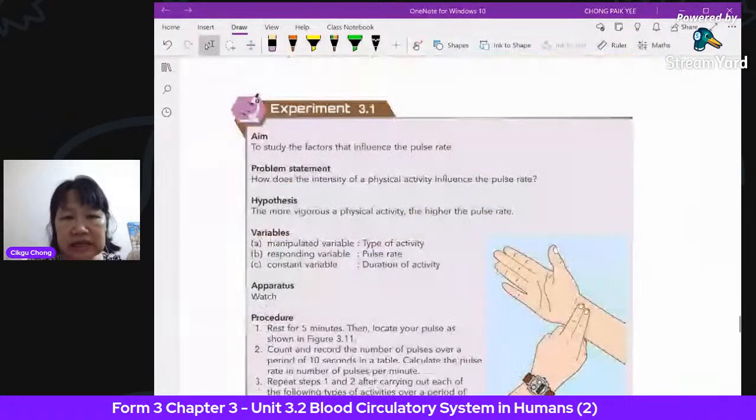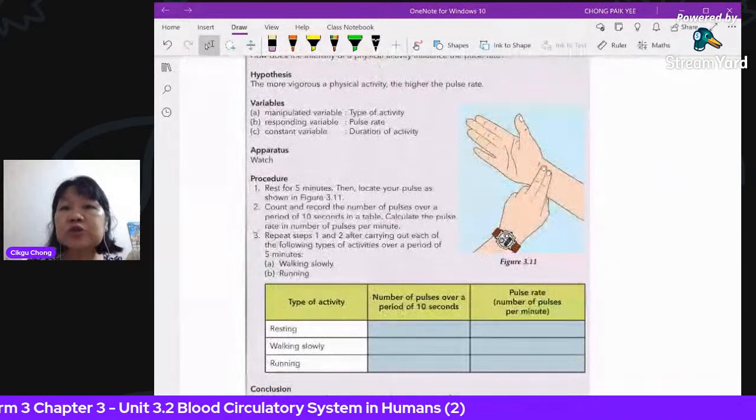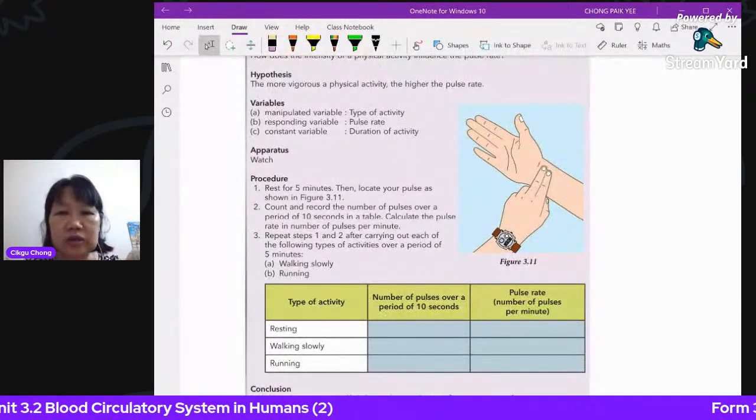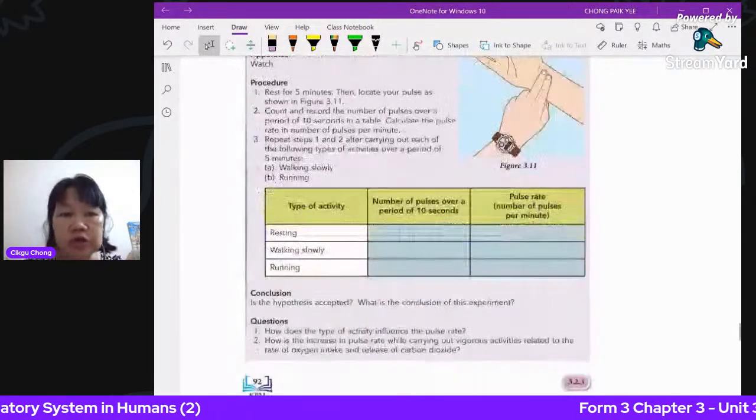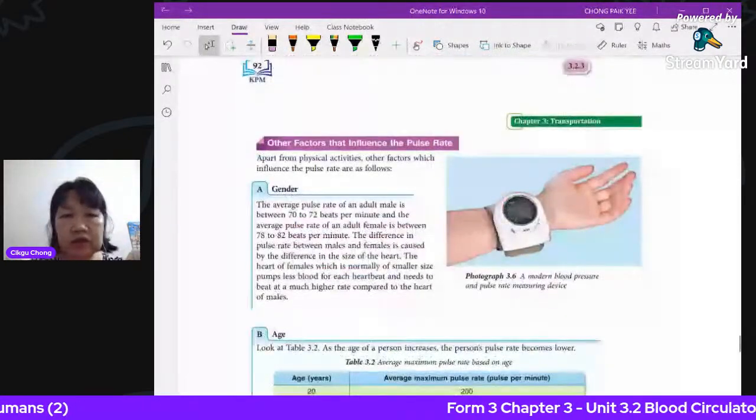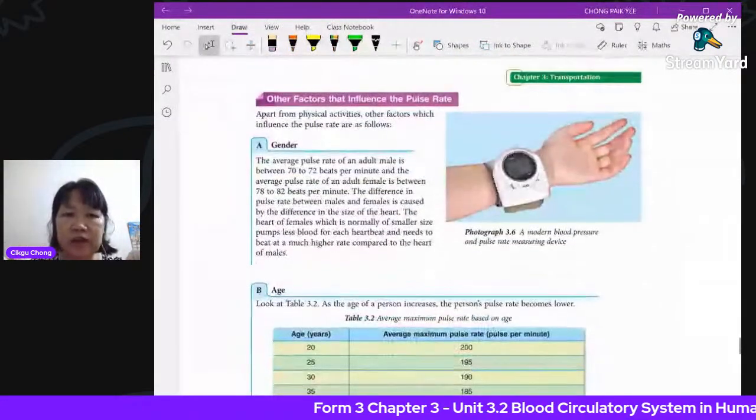I'll go back to this one very quickly. So this is another activity that can be done. We're going to do this in school. This is one of the experiments that you have to do. I will not explain it now first. Let me explain the theory first. What are the things that can affect your pulse?